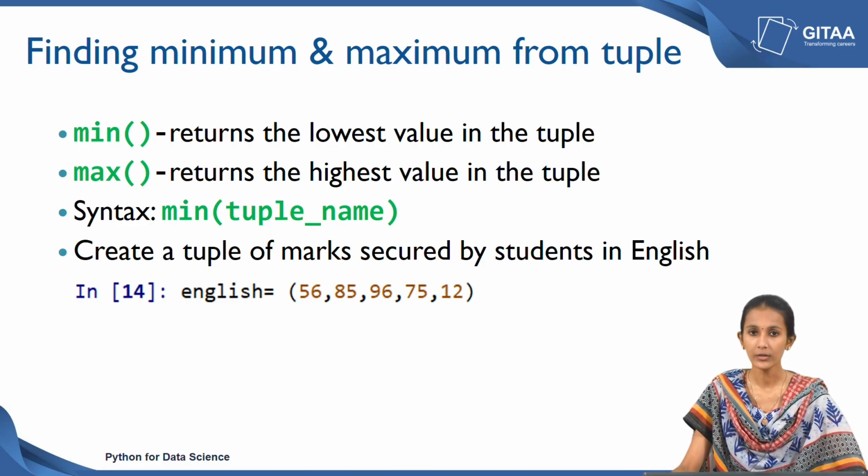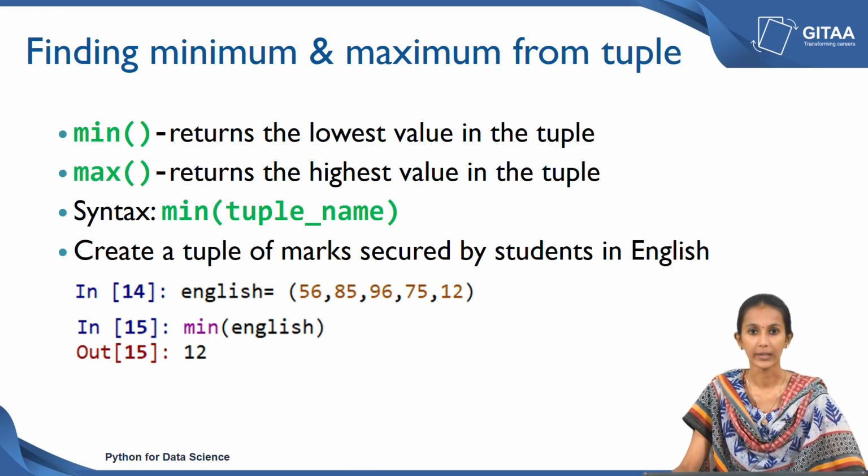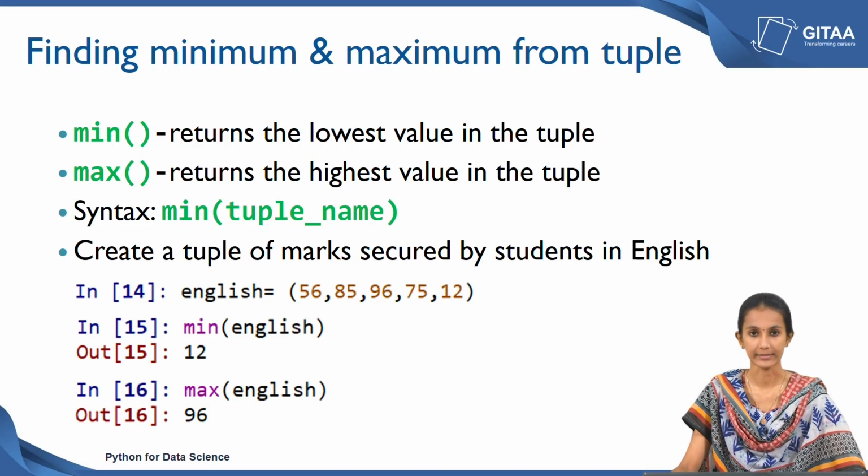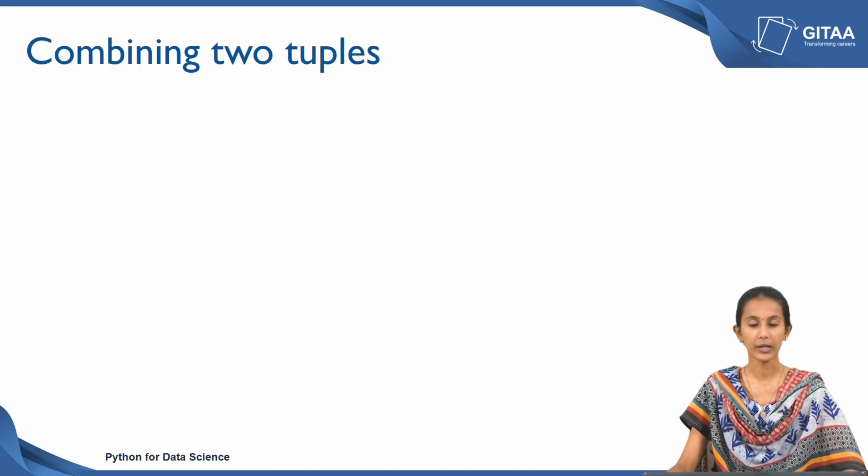So, if you find out, the minimum value will be 12. We will use the built-in function as well. If you give min of English, you will get an output of 12, and max of English returns a value of 96.